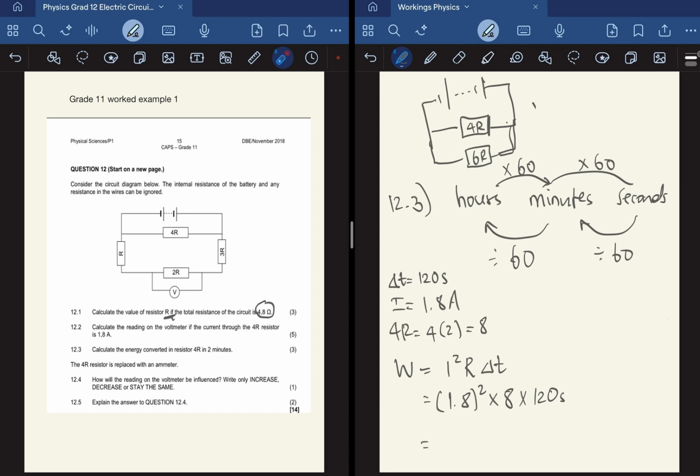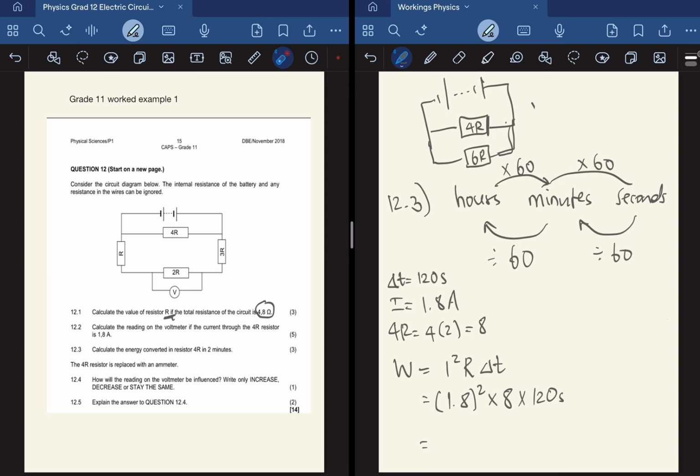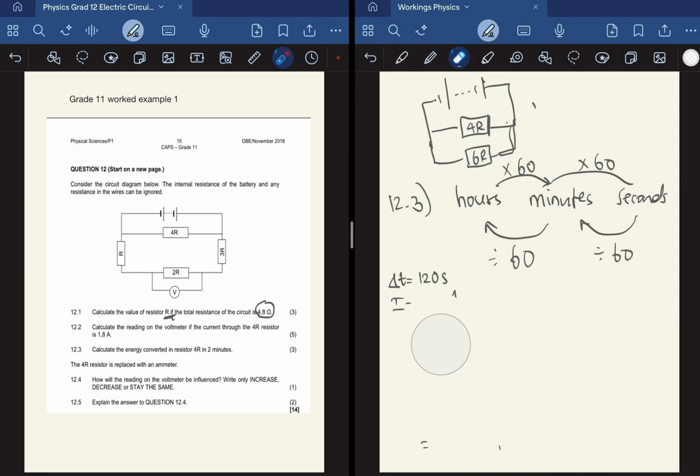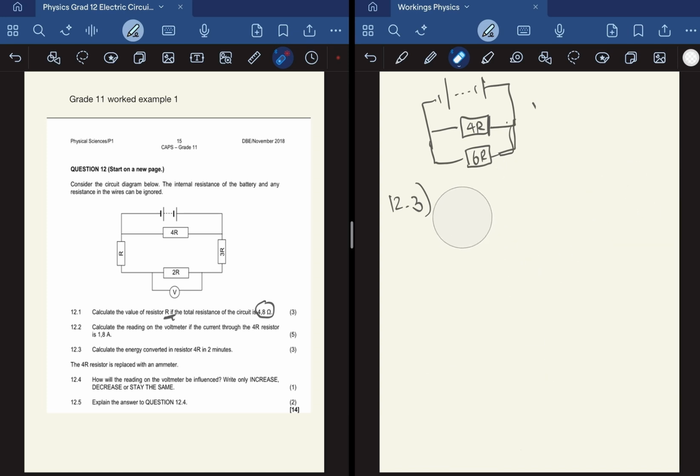You put that in the calculator: 1.8 squared times 8 times 120, and then you get 3,110.4 joules, and that will be your answer for 12.3. Excuse me. Moving on to 12.4.